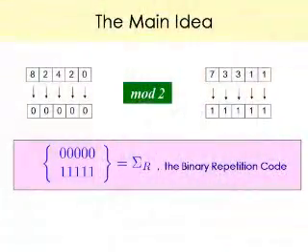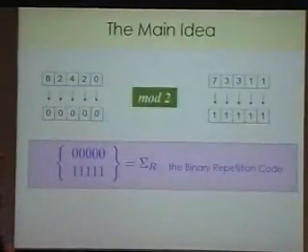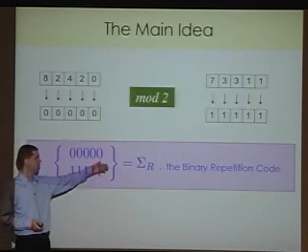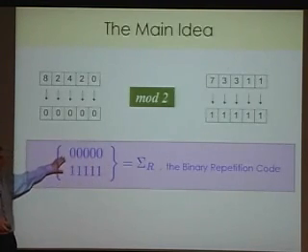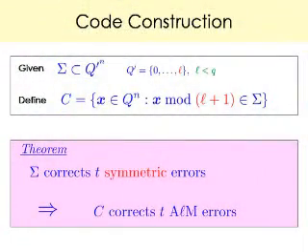So let's go behind the scenes of this example. We have those two vectors. We take the mod 2. We see that we either get the all 0 word or the all ones word. And now we know those two words. Those are the binary repetition code. And the whole idea of this code construction is that we use some properties of known codes over low alphabets, in this case the binary repetition code, to derive properties of codes over higher alphabets for asymmetric and limited magnitude errors.